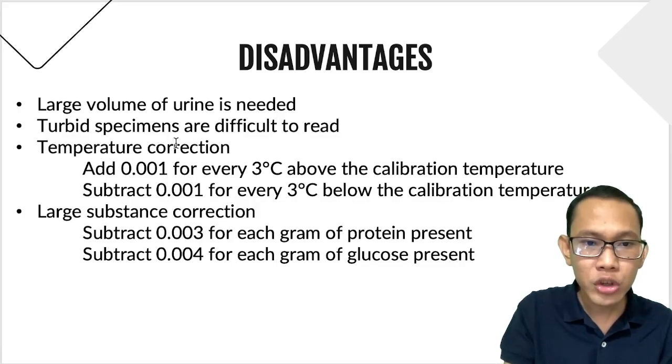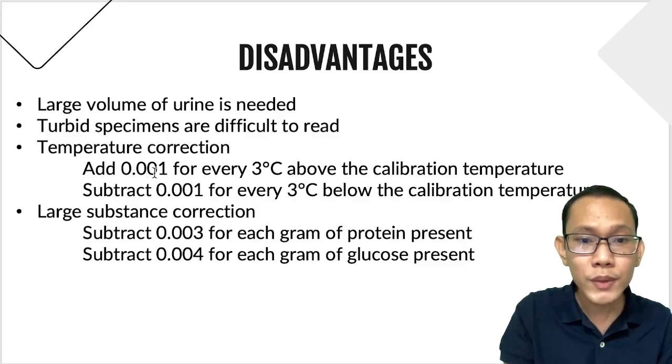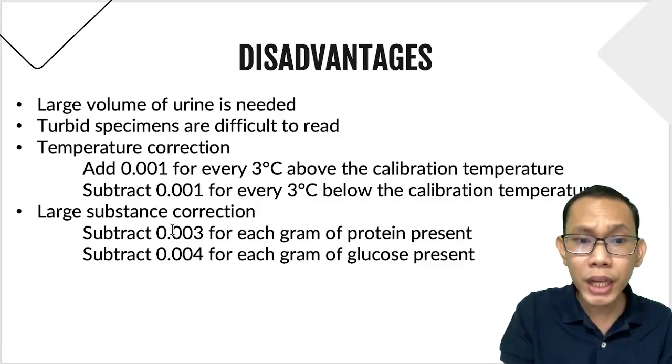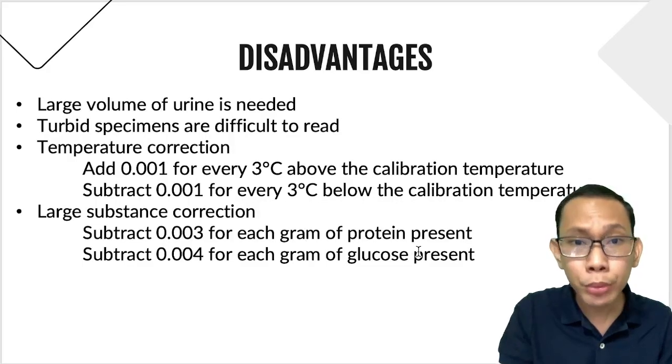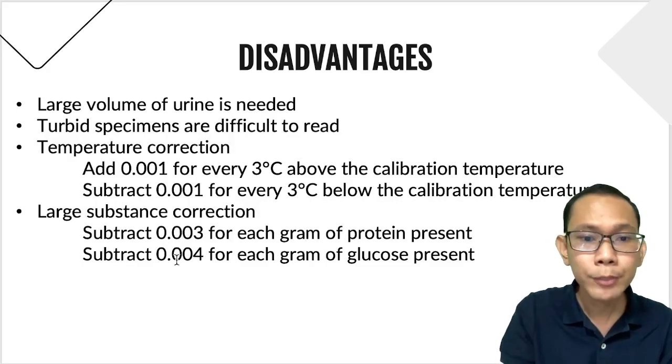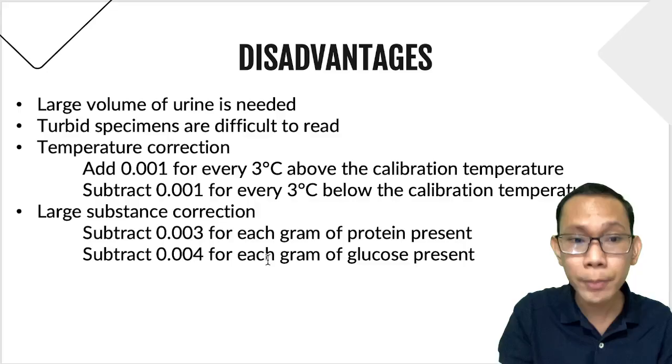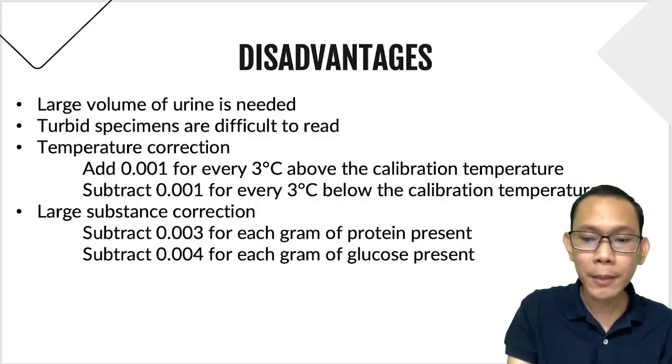For temperature correction, you have to add 0.001 for every 3 degrees Celsius above the calibration temperature, or subtract 0.001 for every 3 degrees below the calibration temperature. For large substance correction, subtract 0.003 for each gram of protein present, and subtract 0.004 for each gram of glucose present. We have some examples of that.